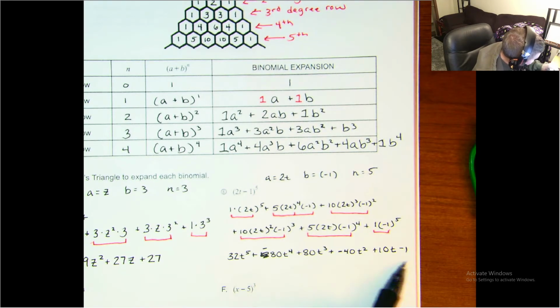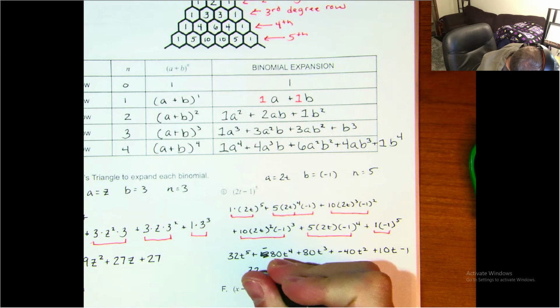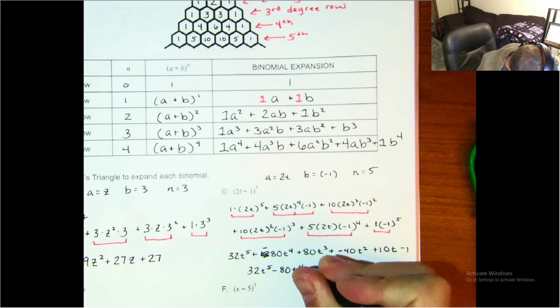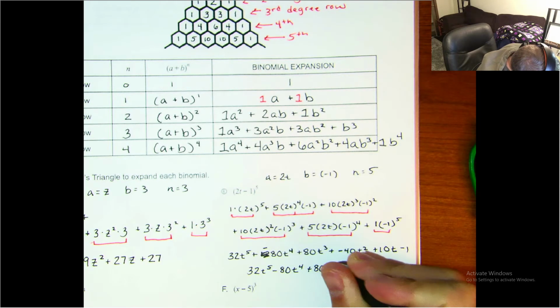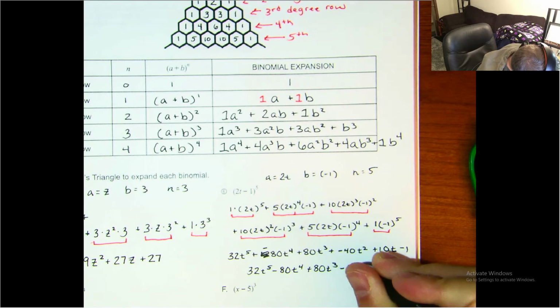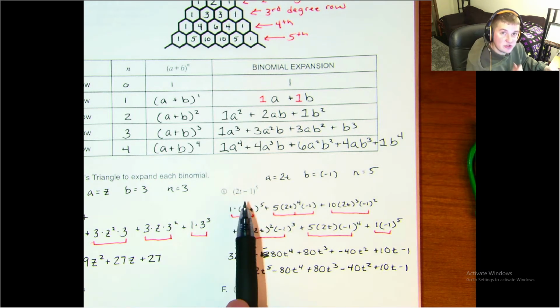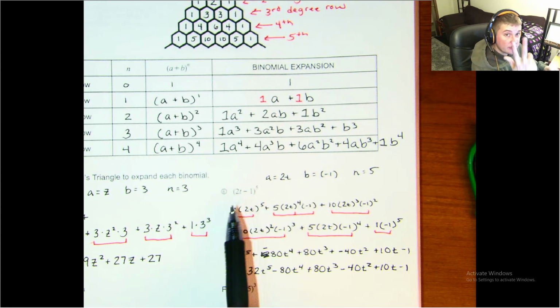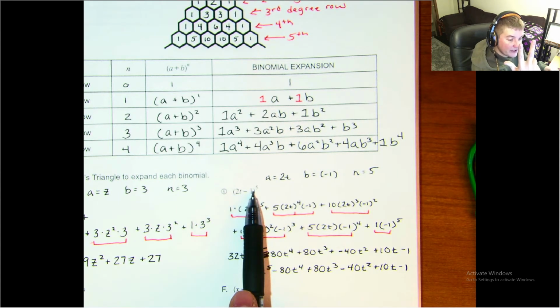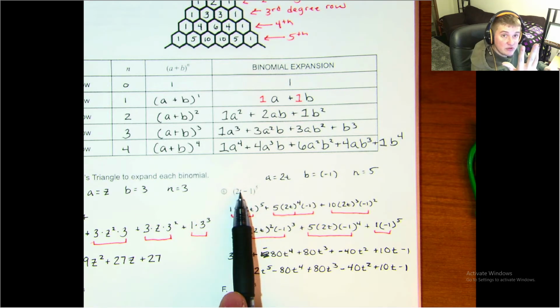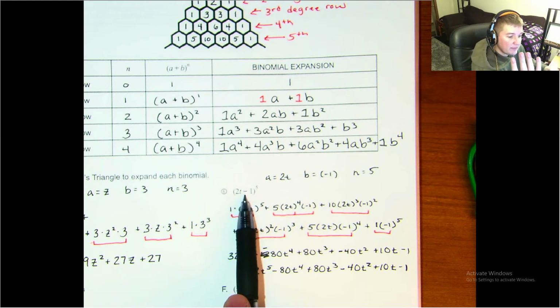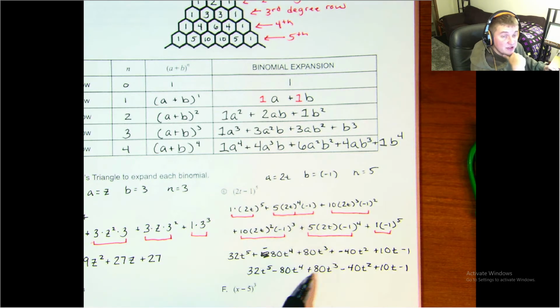Okay, so we can simplify all this. This is going to just be 32t to the fifth minus 80t to the fourth plus 80t to the third minus 40t squared plus 10t minus 1. Now if you wanted to, you could take 2t minus 1 times 2t minus 1, then take that answer, go 2t times 2t minus 1 and get an answer. Take that answer, multiply it by 2t minus 1, and then take that answer and multiply it by 2t minus 1. And it'll get you the same answer.